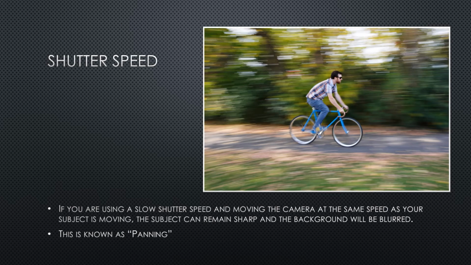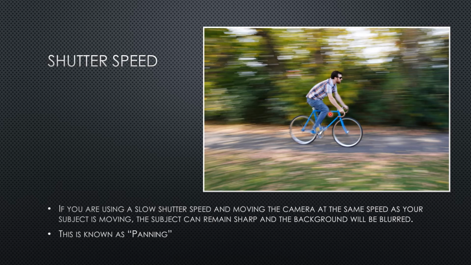One creative technique that you can use that utilizes shutter speed and a slow shutter speed is a technique known as panning. In this case, you have a bike rider who is moving through a stationary background. Conventional wisdom would say that the background would be in sharp focus and the rider would be blurry.